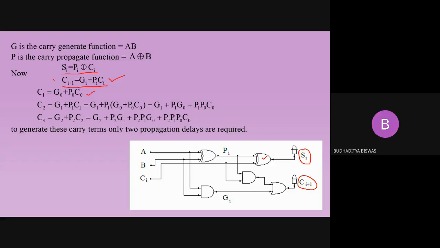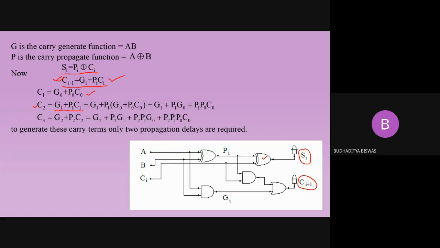In this particular expression, if we replace the value of I by 0, then what will happen? I equal to 0, so it becomes C1, G0, and P0 C0. Now next one, in the same expression, if I equal to 1, then it will become C2. So C2 equal to G1 plus P1 C1.